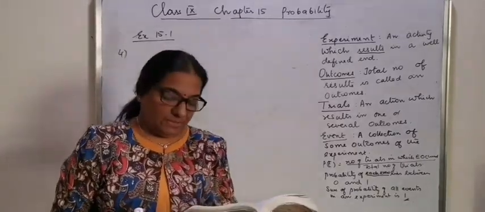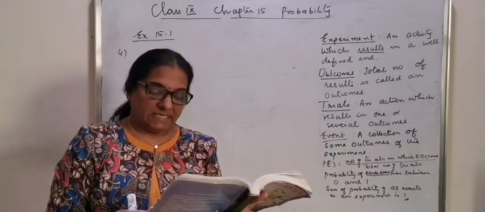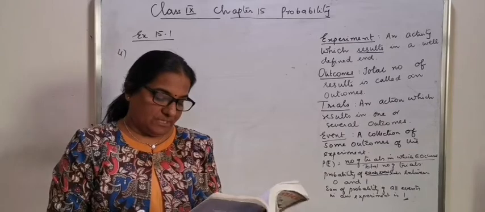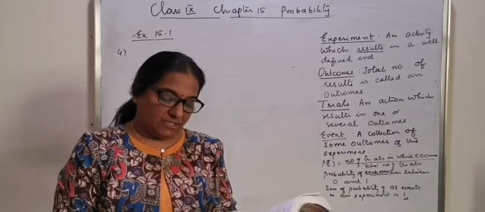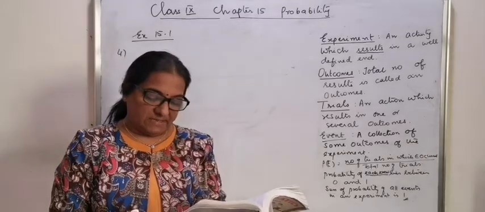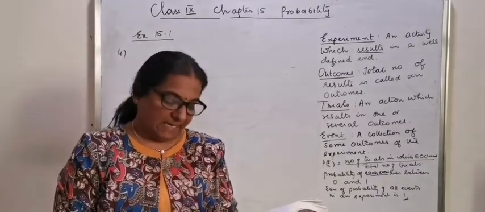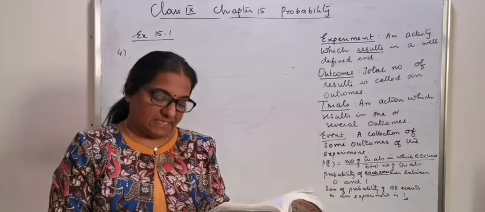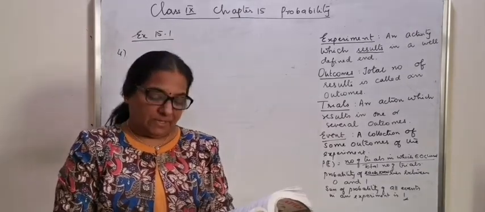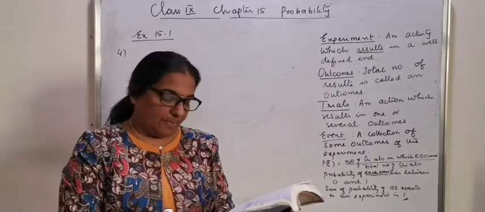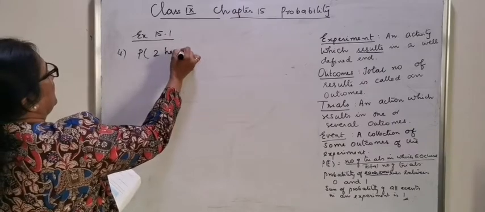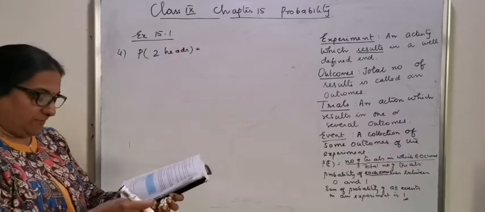Question number 4. 3 coins are tossed simultaneously 200 times with the following frequencies of different outcomes. Outcomes are 3 heads, 2 heads, 1 head and no head, and the frequencies are 23, 72, 77 and 28. If 3 coins are simultaneously tossed again, compute the probability of 2 heads coming up. You can just see the data there. Probability of 2 heads is equal to, it is always a fraction.